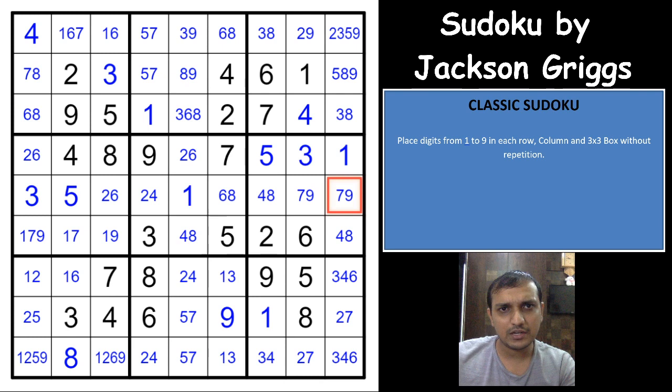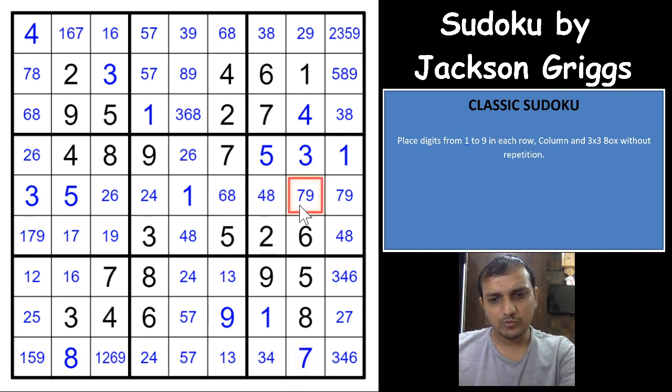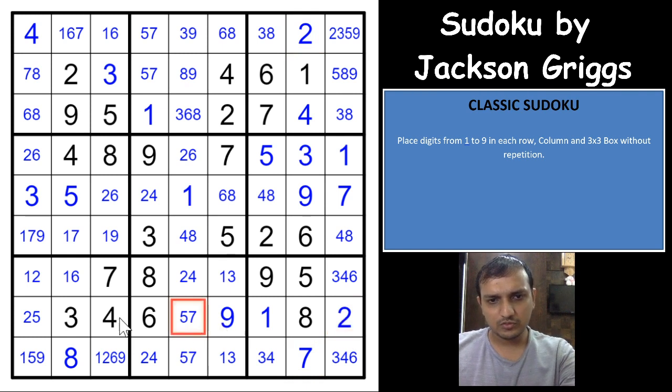So let me eliminate 2 from here and 2 from here as well. So this would have to be 7. This would have to be 9. This would have to be 7. This would have to be 2. So I think this should be solvable now. This 7 gives you a 2 here. That gives you a 5 here. That gives you a 7 here.